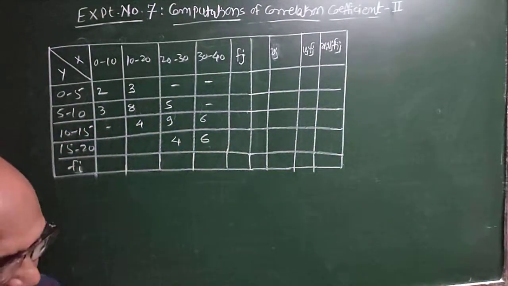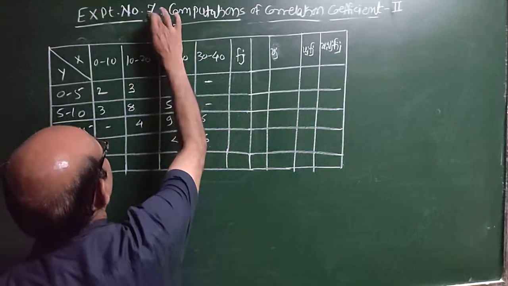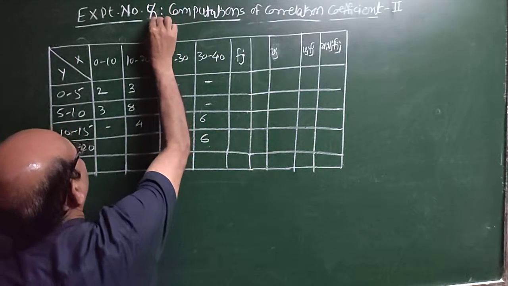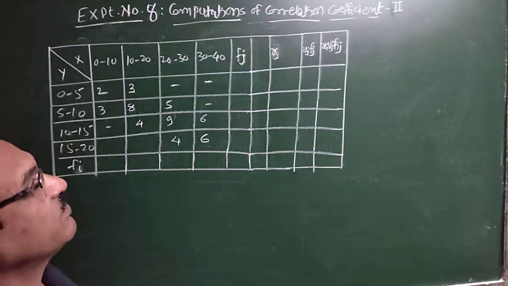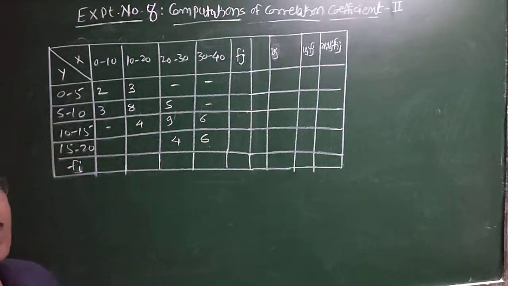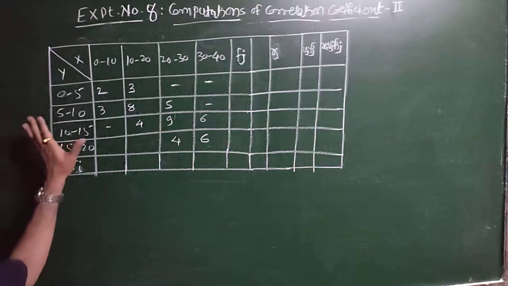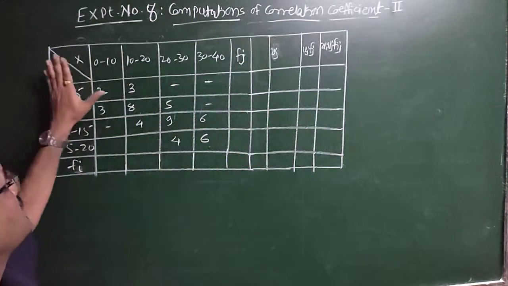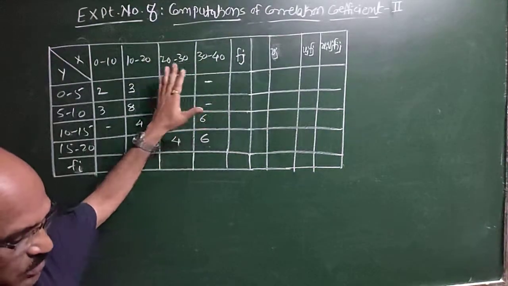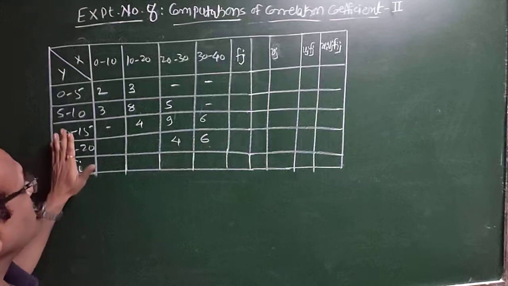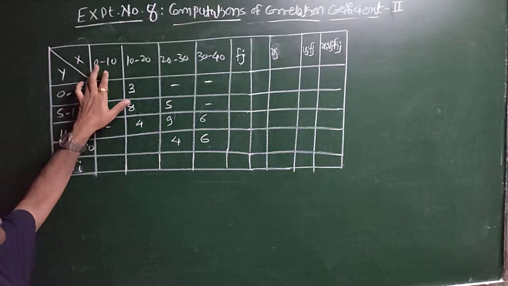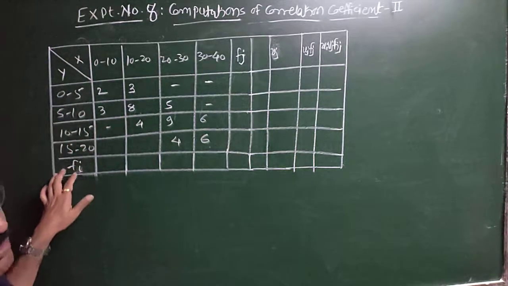Good morning. Now we study practical number 8, computation of correlation coefficient part 2, that is for grouped data. Already I have written the problem here. X values are given to you and y values are also given to you. Suppose these are the marks in mathematics and these are the marks in statistics.